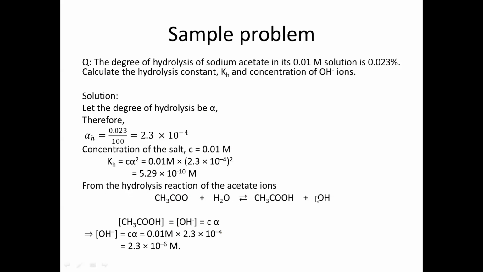And from the expression of hydrolysis of acetate ions, we know that the concentration of OH minus will also be equal to C alpha, as these will have the same values of C alpha. We know alpha, and we also know the value of C. We can calculate the concentration of OH minus ions here. Okay. So there will be different numerical problems for you in the assignment that I'll give you. Just go through them and try to solve.